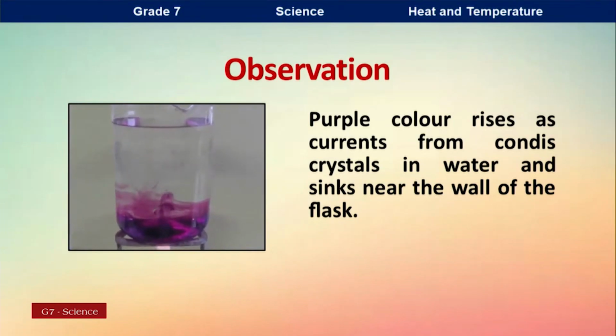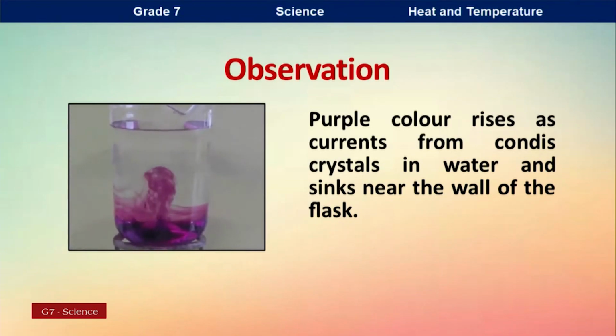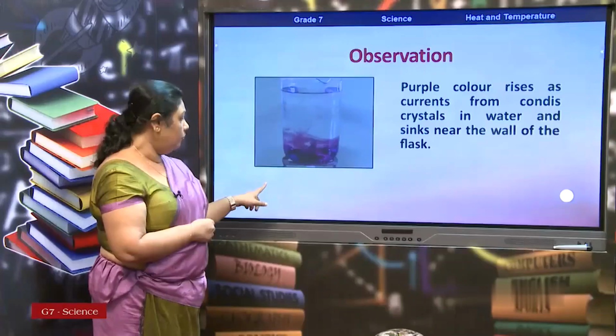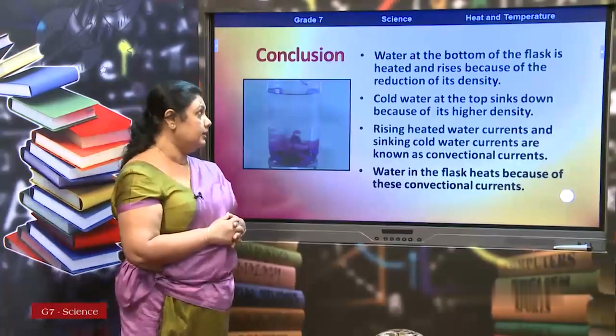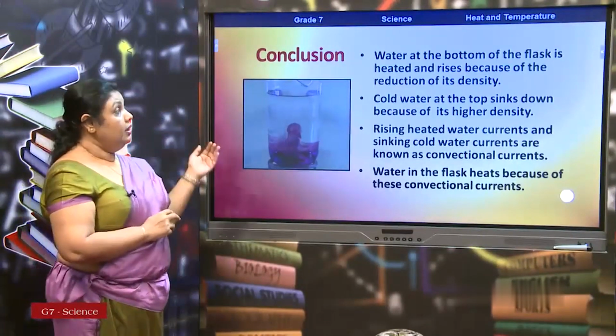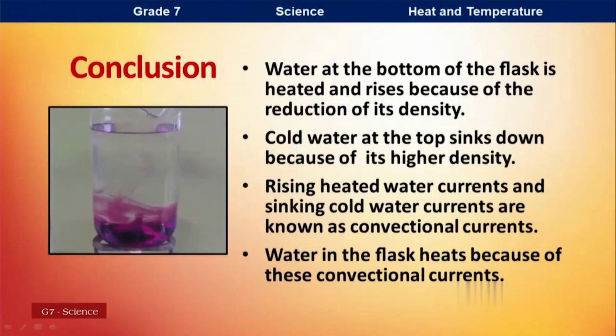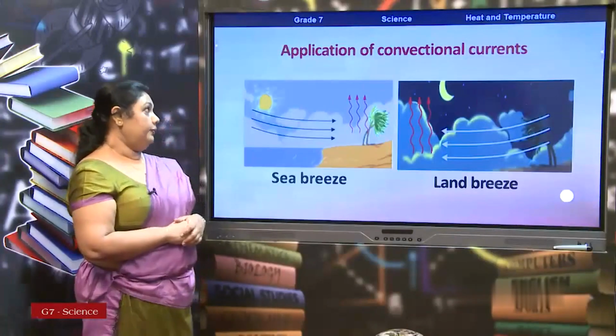Why are we using potassium permanganate here? To show that it is moving out. If not, we can't see water particles. Okay, hope it is very clear. So, what is our conclusion? What you learnt here is that the colder liquid particles move down and hotter particles move up, rising, and the colder particles sinking. That is called convectional current in liquids. Convectional current in liquids. Right.